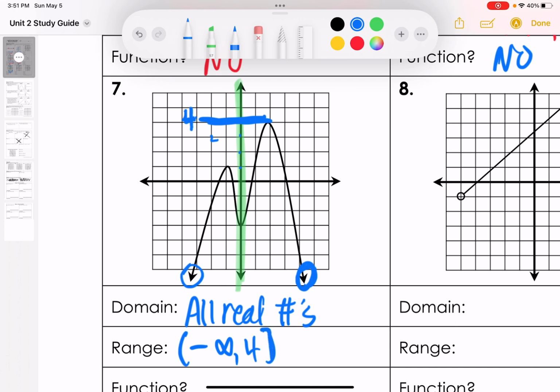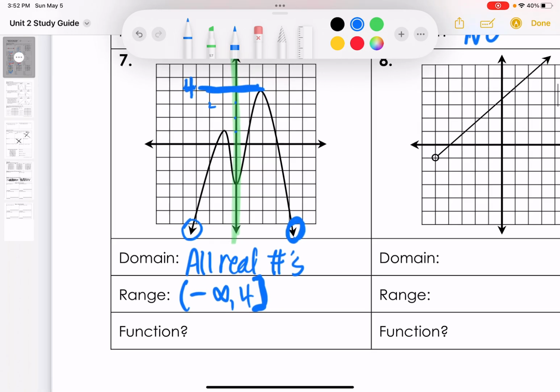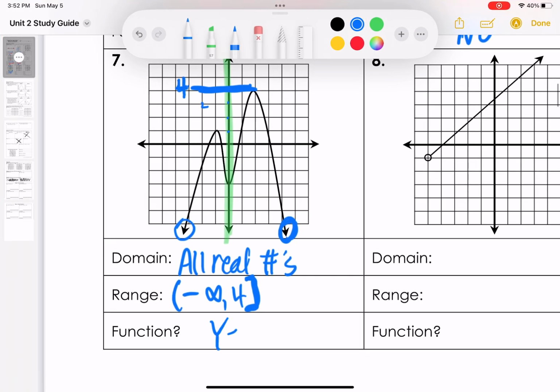And it actually touches +4, so I'm going to be using a bracket. And then if I were to do the vertical line test on this function, it would pass. So this would be a function.